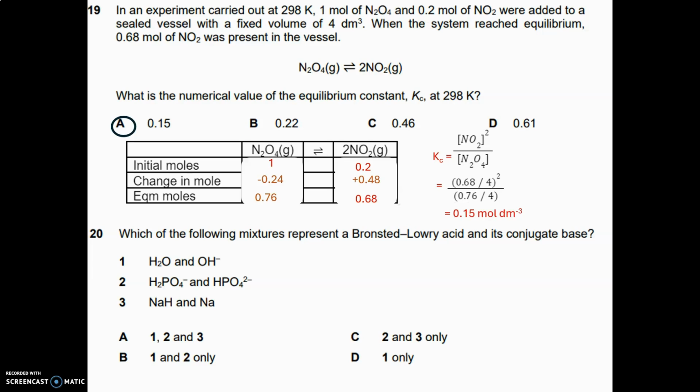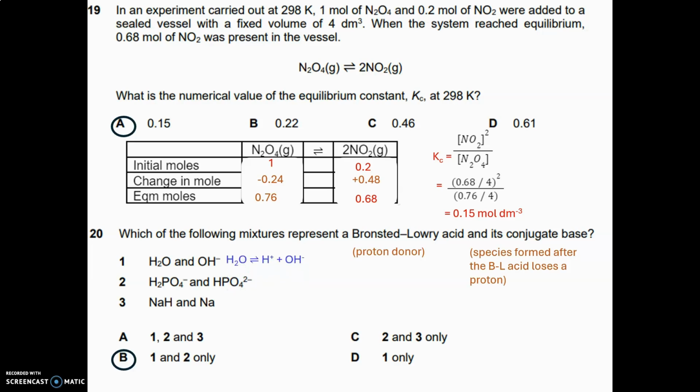Question 20. Which mixtures represent a Bronsted-Lowry acid and its conjugate base? The answer is B. So recall that a Bronsted-Lowry acid is a proton donor. The conjugate base of a Bronsted-Lowry acid is the species that is formed after the Bronsted-Lowry acid has lost a proton. Okay, so we're going to look at these mixtures and see what happens when they dissociate in water.